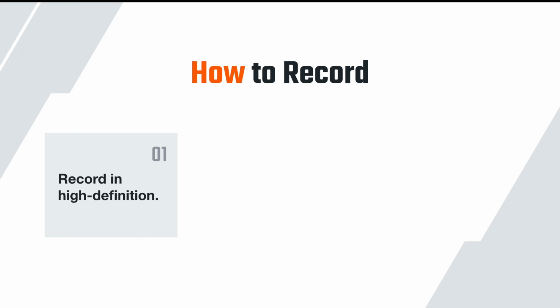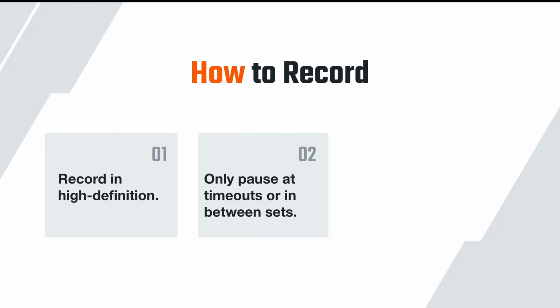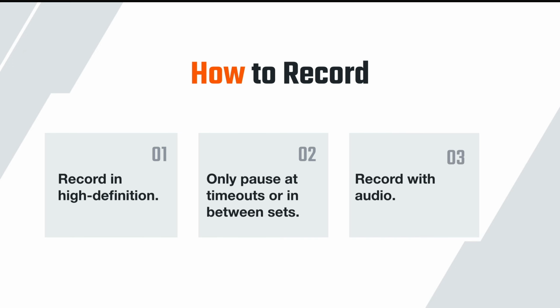If you're using a camera to record, set it to record in high definition to get the best quality film. Check to make sure your camera is set to record in 720p or 1080p. And no need to stop and start the recording every time the ref blows the whistle, or between points. It can take away from the flow of the game and leaves room for the recording to miss key parts of the action. Last but not least, be sure to record with audio. It'll help as you're watching the video playback.